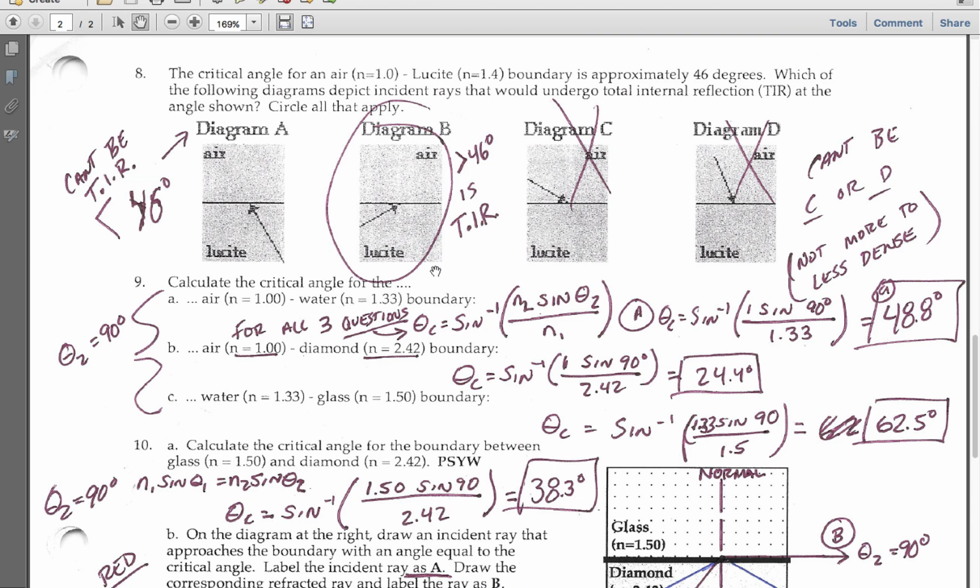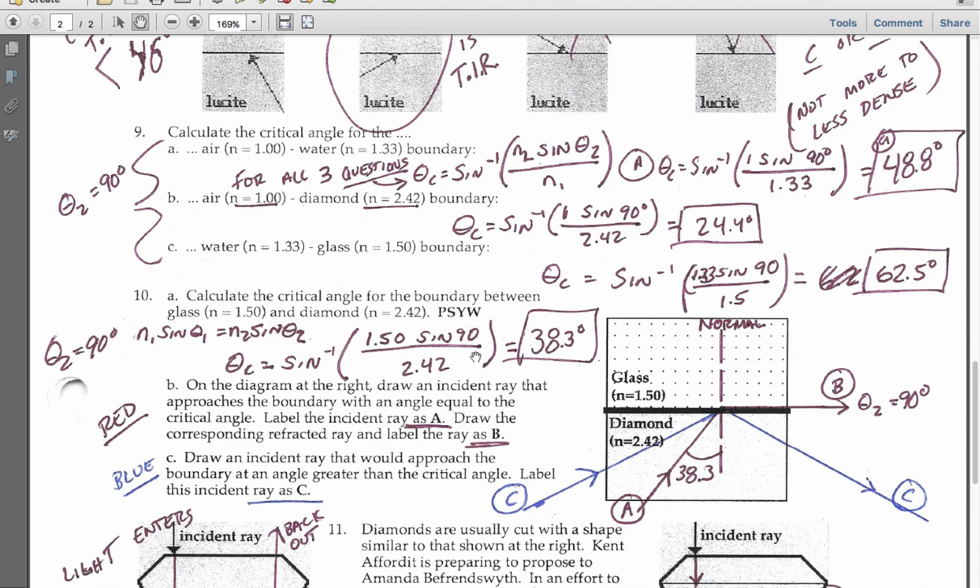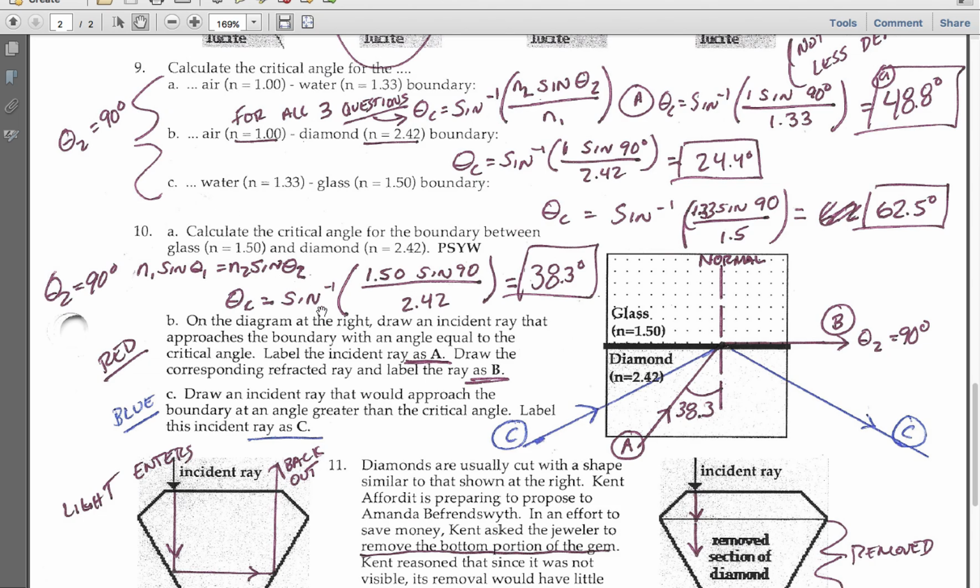It will all be reflected. So diagram B, the angle of incidence is greater than 46 degrees. So we would see total internal reflection. Now for 9 and 10, I just threw these questions in. Remember that most of the critical angle calculations yield 1 at the top.